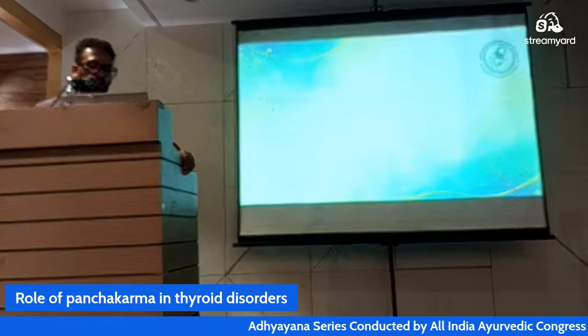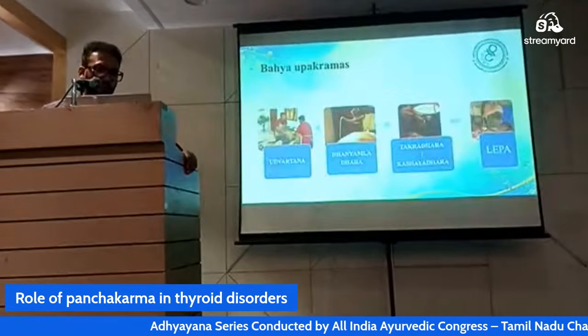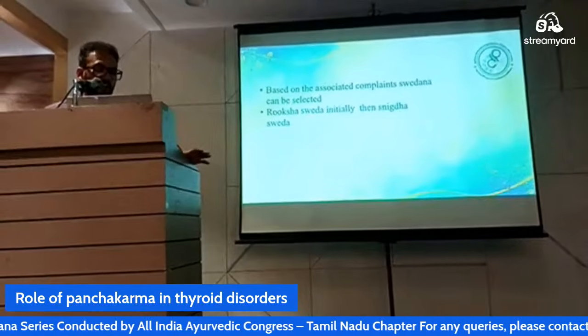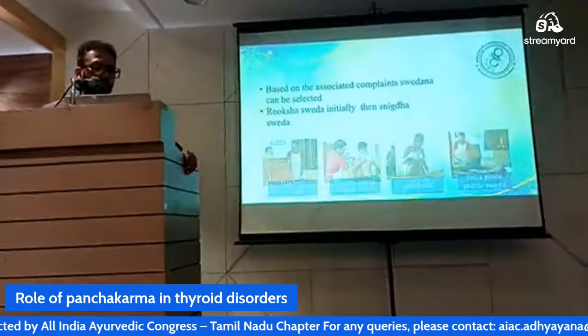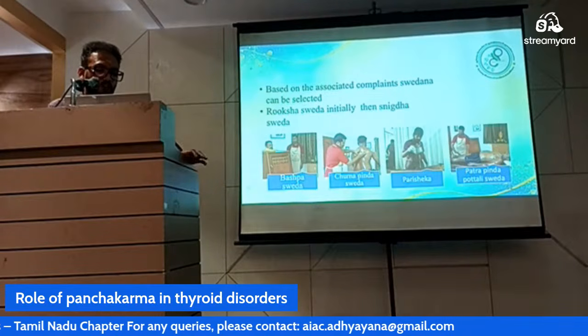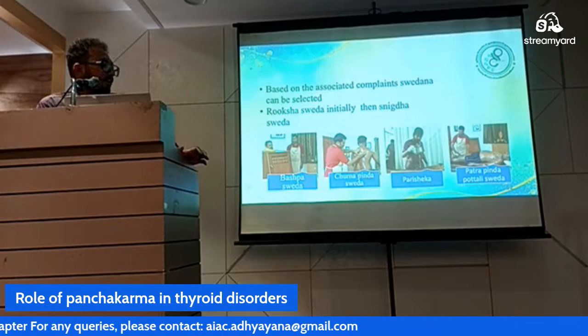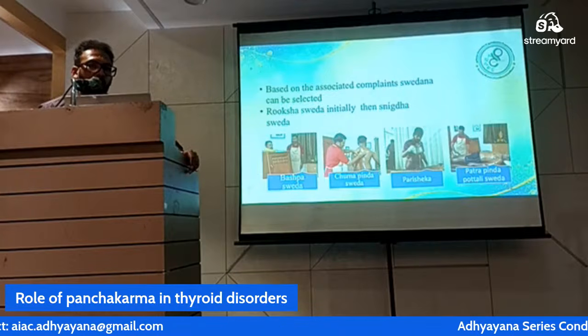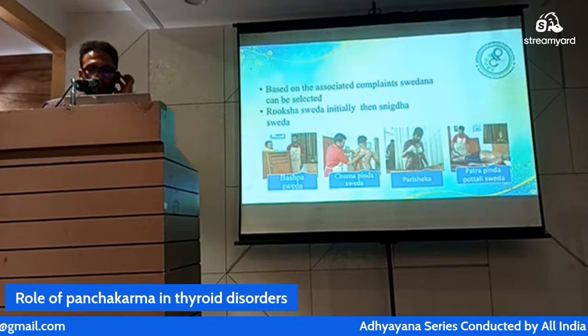So next is about the Svedana Karma. Since it is a Kapha and Vata predominant condition, initially Ruksha Sveda should be done, followed by the Snigdha Svedas. So Bashpa Sveda, Churna Pinda Sveda, Parisheka, Patra Pinda Sveda. The first three Svedas are Ruksha Svedas, followed by that we will go for the Snigdha Svedas such as Patra Pinda and Shashtika Shali.